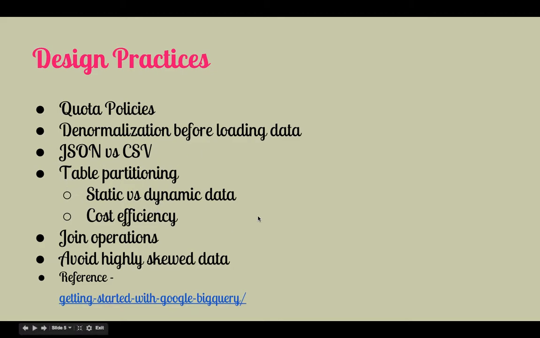So those are the pros and cons discussed here. And table partitioning: how frequently your data is going to change is what you need to consider, and what the cost of table partitioning is. We also studied what happens when you're joining data. You need to design your application and your tables in such a way that fewer joins need to be performed, and avoiding highly skewed data is discussed in detail. Here is a reference link in case you're interested. You can go into details right here.